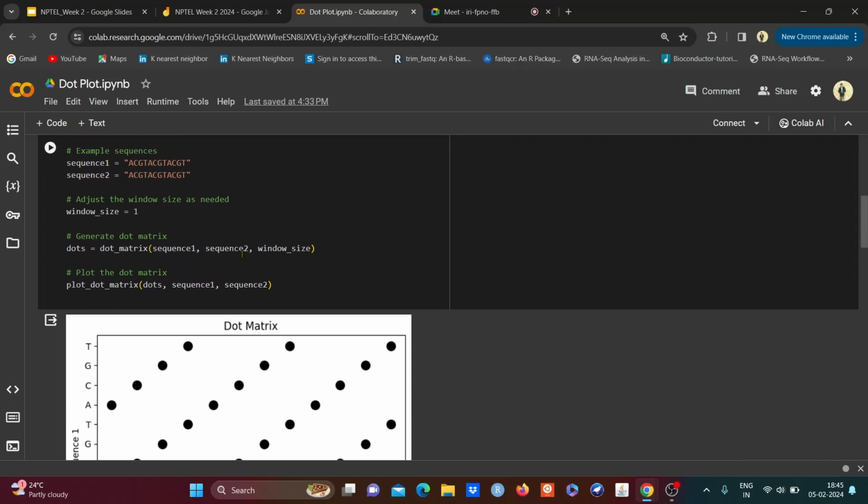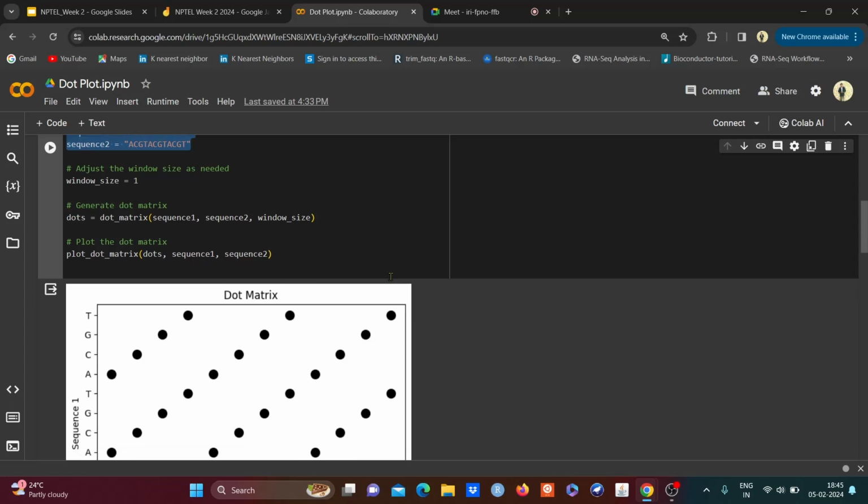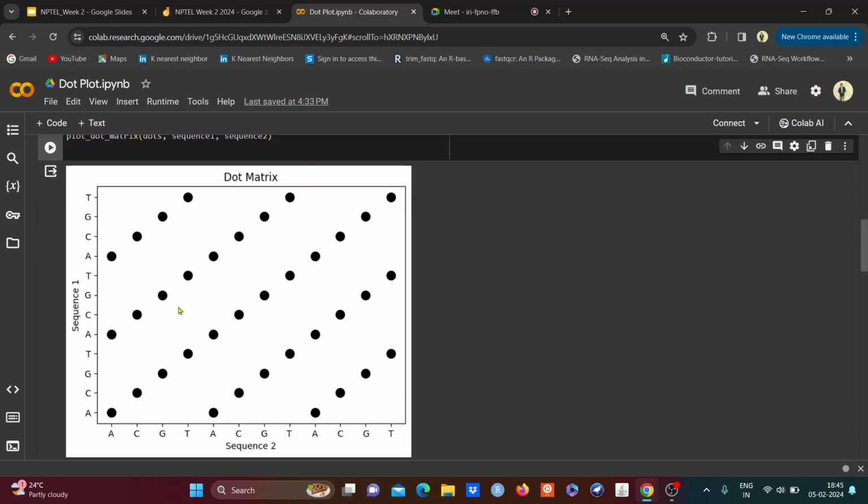So given the sequence here, the sequence has some repeats, that is ACGT, ACGT, ACGT is completely repeated here. These repeats are indicated along the parallel lines that form across. So this is one parallel line. This is the next parallel line. So these parallel lines indicate repeats in a dot matrix.